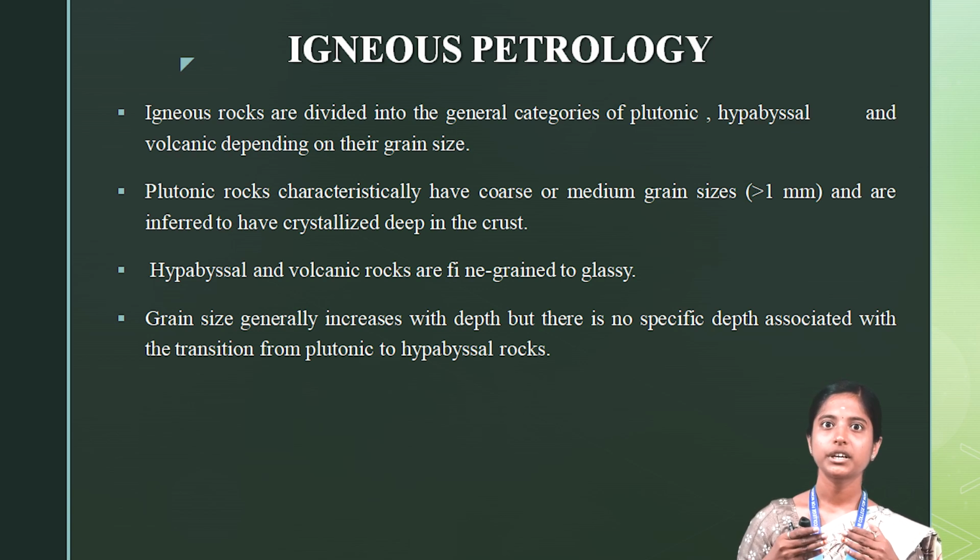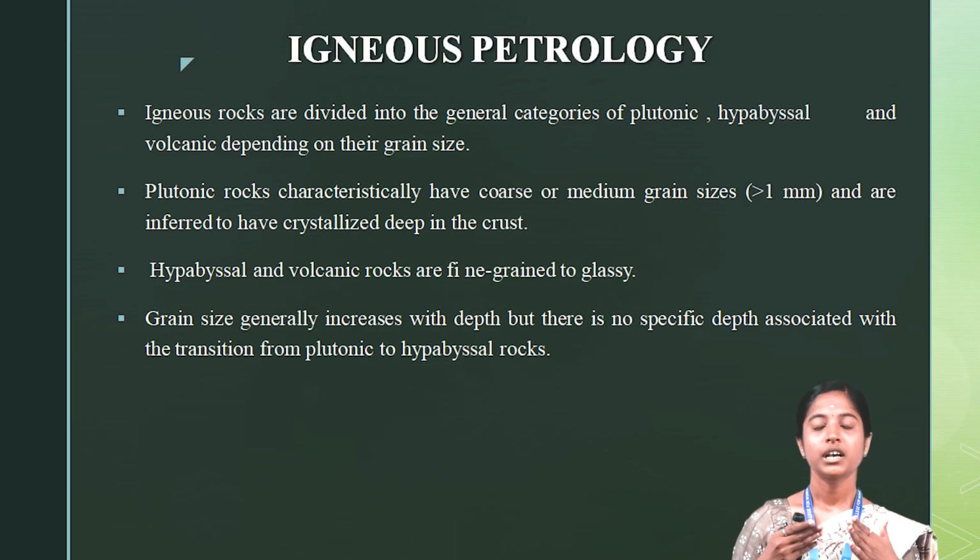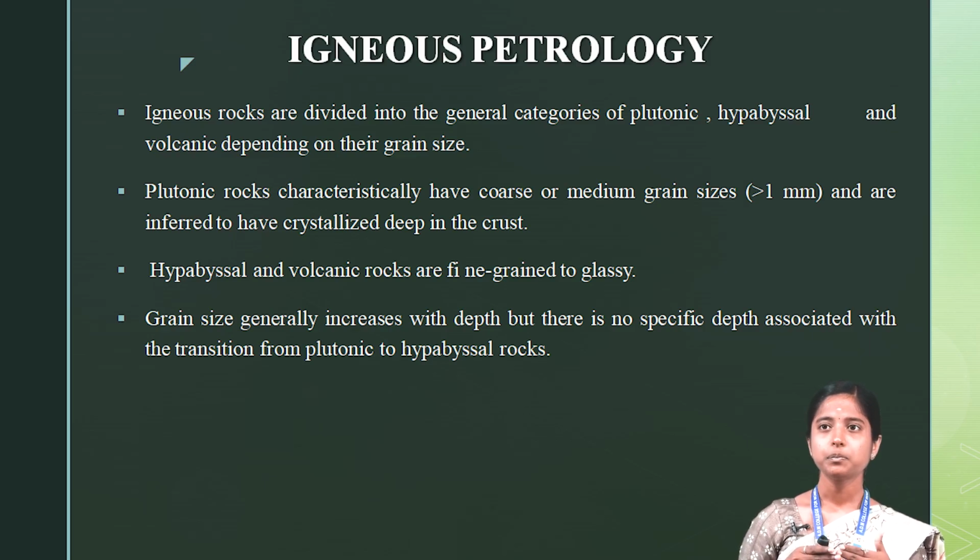So the plutonic rocks have a coarse grain, hypabyssal rocks have a medium to fine grain. Also, volcanic rocks have a fine grain to glassy structure. An example of volcanic rocks is obsidian. Obsidian is a great example of a volcanic rock. Grain size increases with depth, but there is no specific depth associated with the transition from plutonic to hypabyssal rocks.